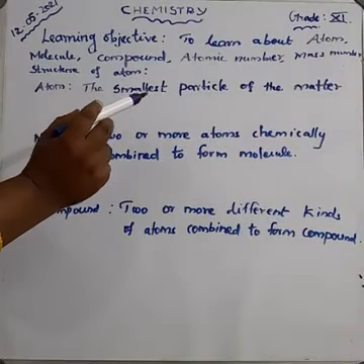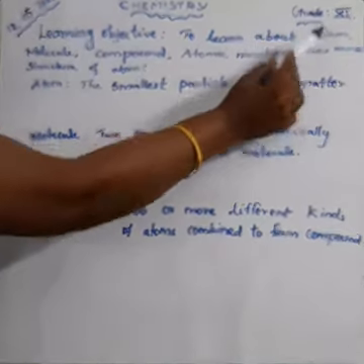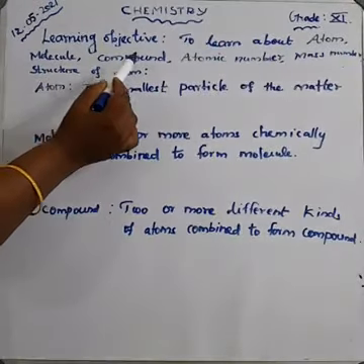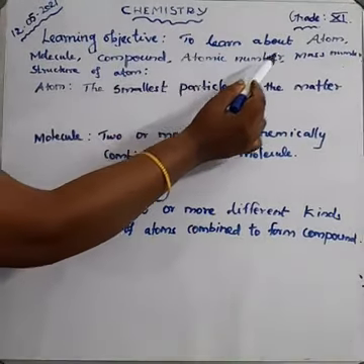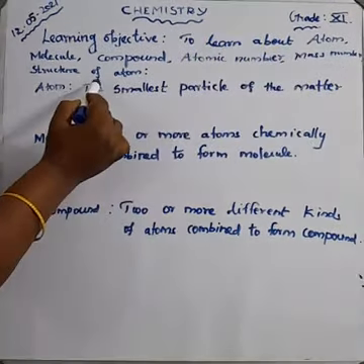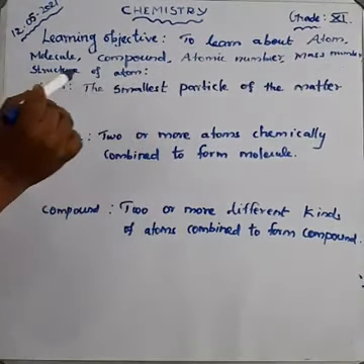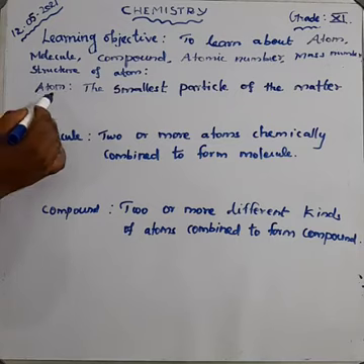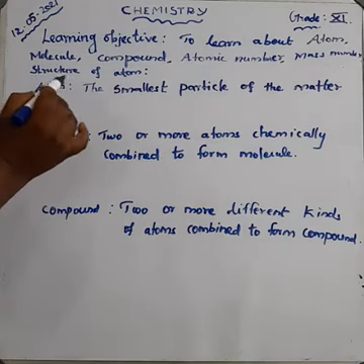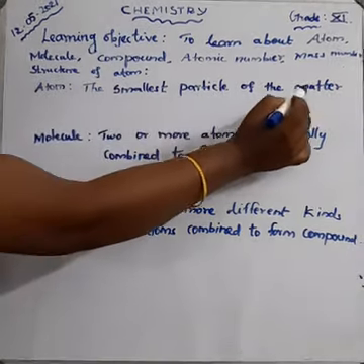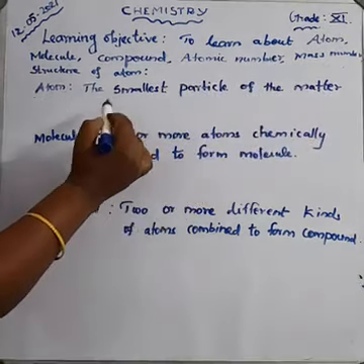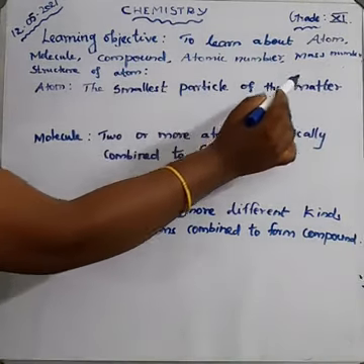Today our learning objectives: what do you mean by atom, what do you mean by molecule, what do you mean by compound, and the atomic number, mass number and the structure of atom. Okay, first we are going to study what do you mean by atom. Atom is the smallest particle of the matter.